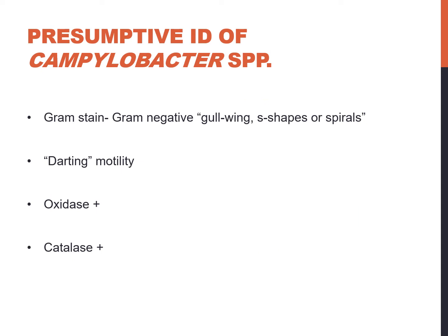Presumptively, we could say we have isolated a Campylobacter by first doing the gram stain. The gram stain is going to demonstrate a gram-negative gull-wing or S-shaped rod. Motility-wise, and we can observe this especially on phase microscopy, it has what's known as a darting motility. They are oxidase positive and catalase positive as well. Now, when we gram stain these organisms, like I said, they are gram-negative gull wings or spirals. You might want to leave the counterstain on a little bit longer. Sometimes if we counterstain with 2 to 3 minutes worth of safranin, you can see the Campylobacter a little bit easier.